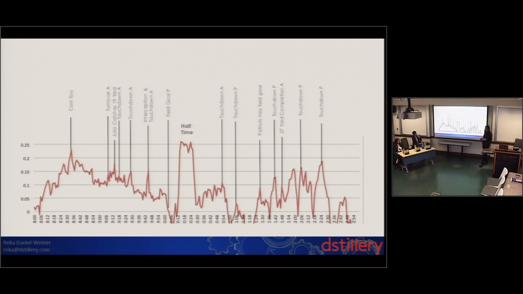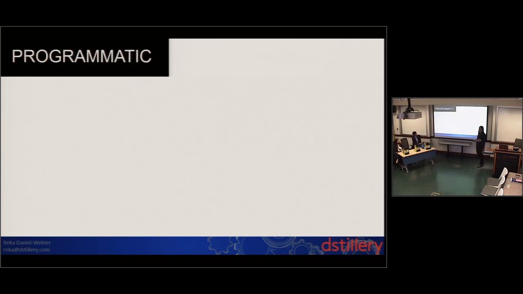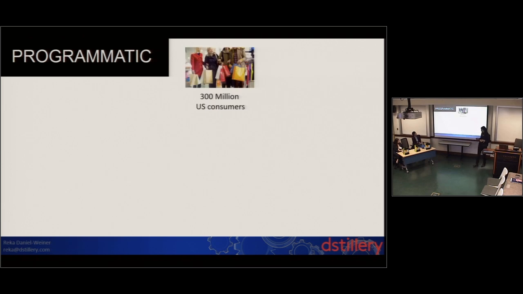And to do that, I'm going to have to go a little bit back into the background of programmatic advertising, which is what we're doing. So we start off with roughly 300 million U.S. consumers. That's all of you.